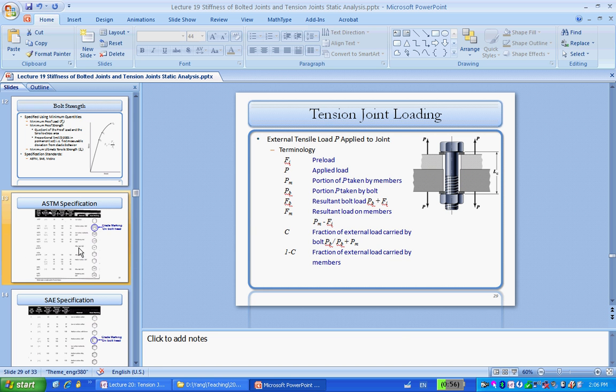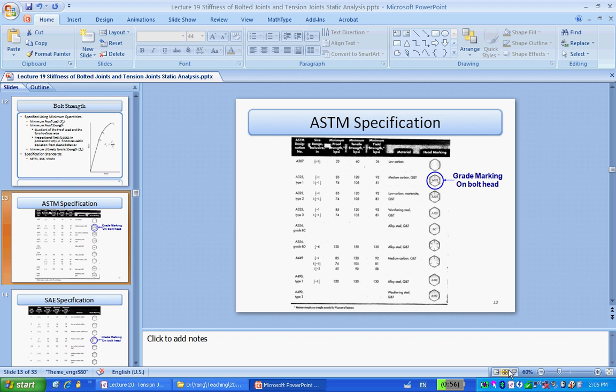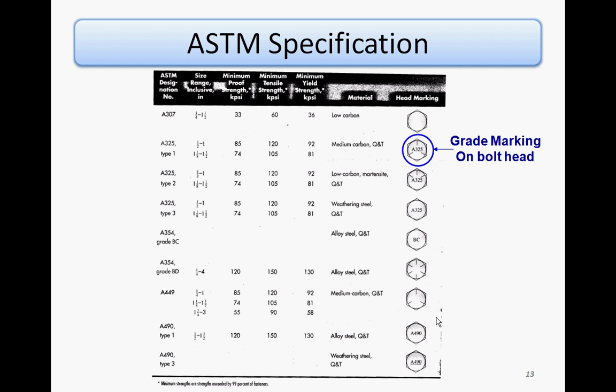This is table A-9, I believe. There are different designations regarding this ASTM specification. For each designation, you have the so-called minimum proof strength in this column here. If you have a bolt given and you need SP, this is where you should look it up. And if you're an experienced mechanical engineer, sometimes you can tell by the markings on the bolt head what grade that bolt is.